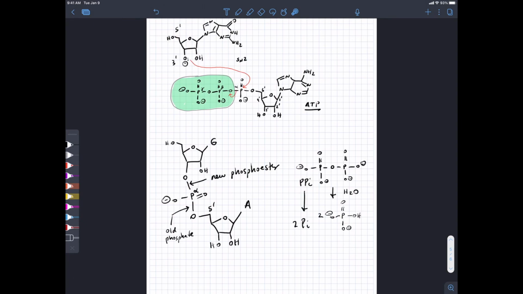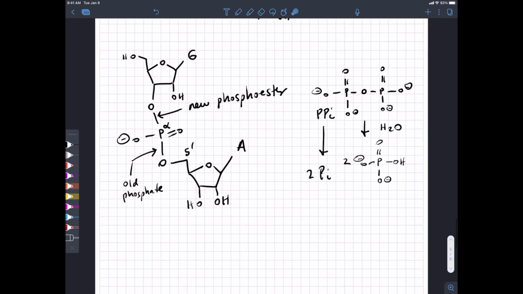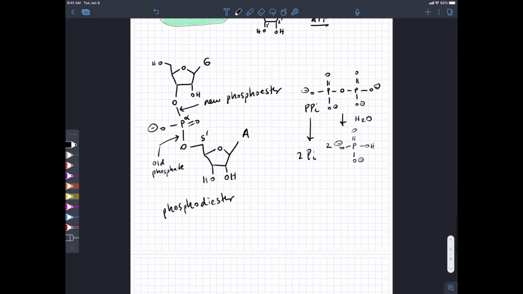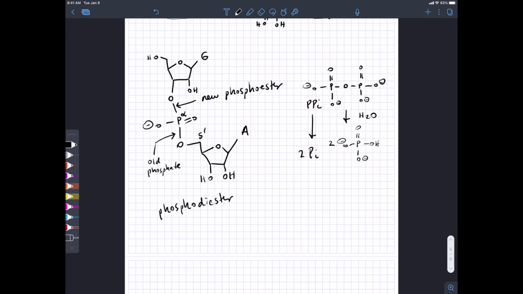So what we have now is a phosphorus, the alpha phosphorus from the ATP, is now part of the backbone of DNA, and these two esters together are called a phosphodiester. And altogether, this is called a dinucleotide because we have two nucleosides linked together via this phosphorus.